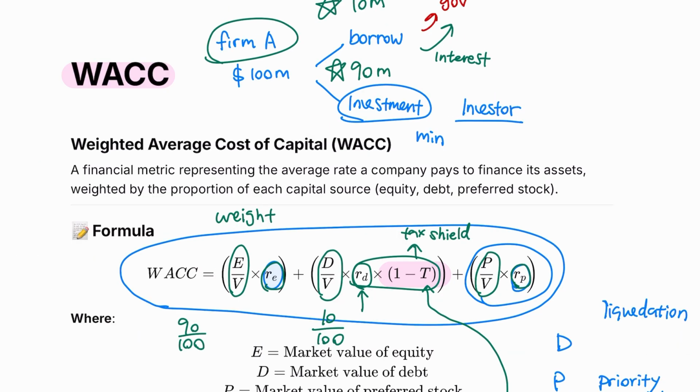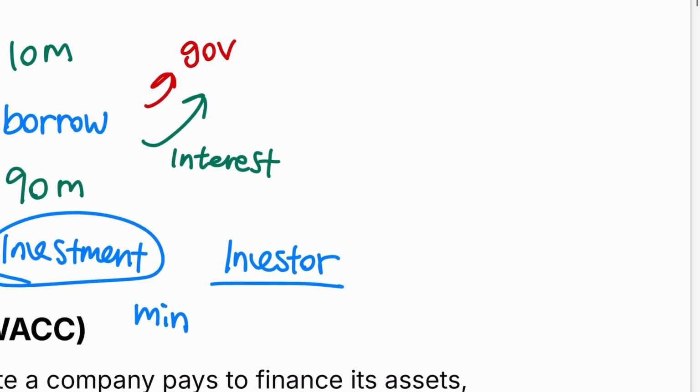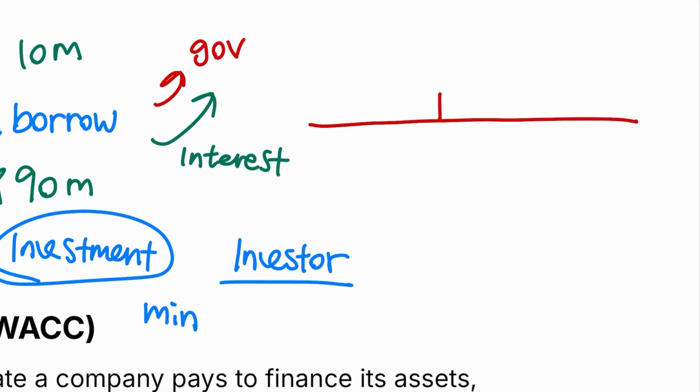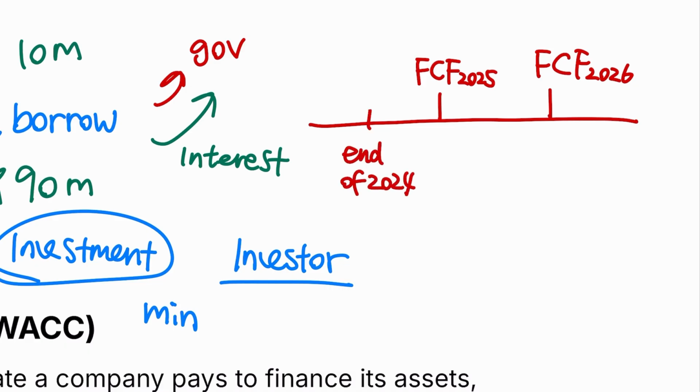Well, after understanding the meaning of WACC, why do we need it? If we want to value a company, normally we make projections on the company's free cash flow. For example, just assume today is the end of 2024, and this free cash flow is calculated for the end of 2025. This is for the end of 2026, etc. If we want to find the value of the company today, we cannot just simply add all these free cash flows. Instead, we need to discount all this value back to today.